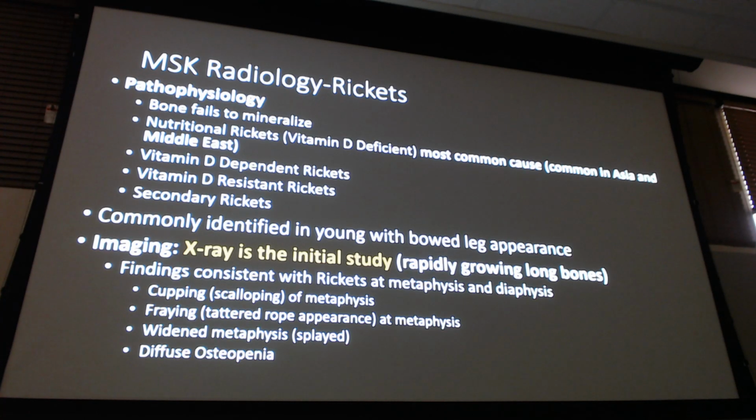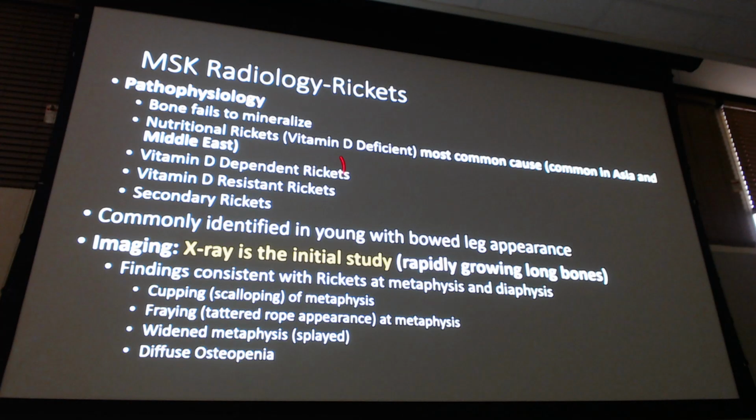And actually, for those of you going to the civilian sector, if you work in rural or impoverished areas, you may see this here in the United States as well. So the biggest thing is the bone fails to mineralize because of vitamin D deficiency, right? That's what rickets is. It is most common in Asia and the Middle East, mainly because that's where a lot of our third world countries are, and so they don't get a whole lot of vitamin D in that area.